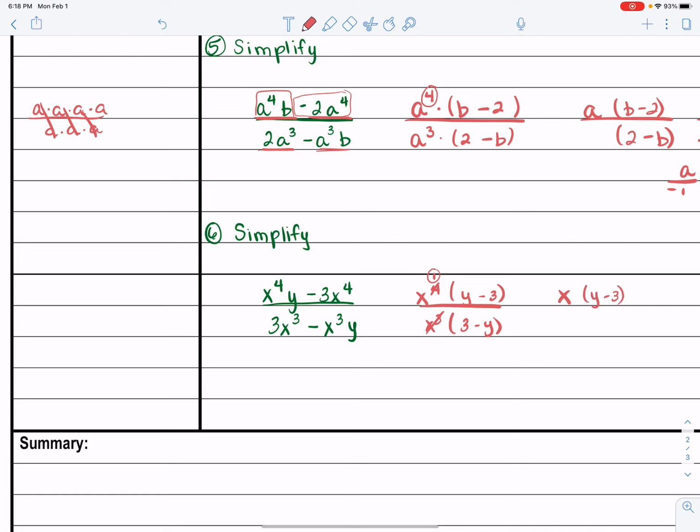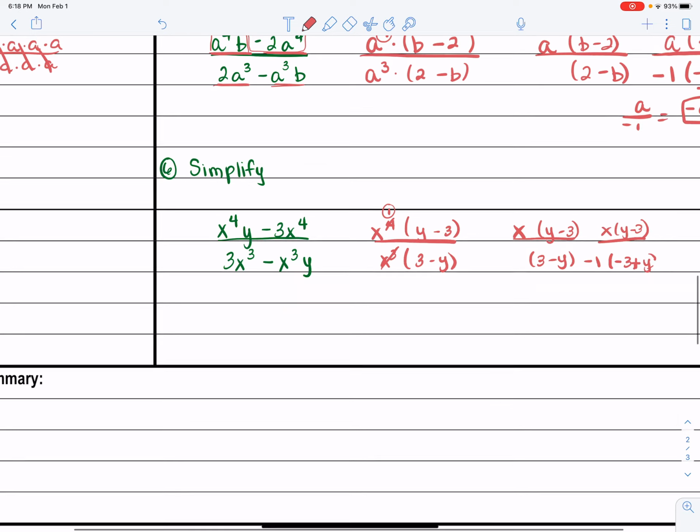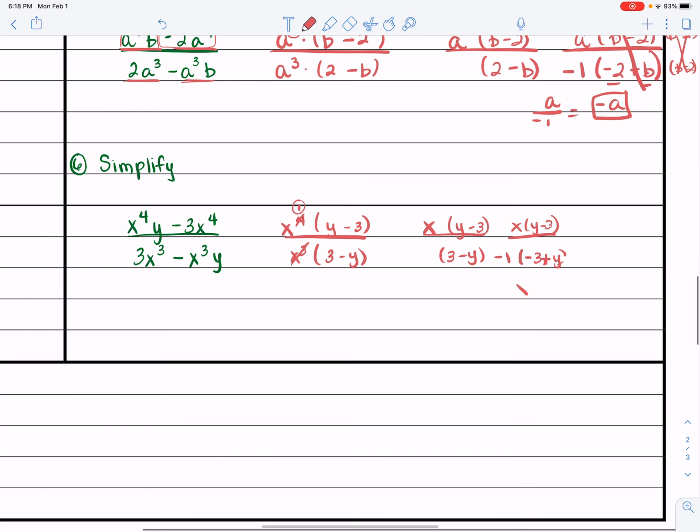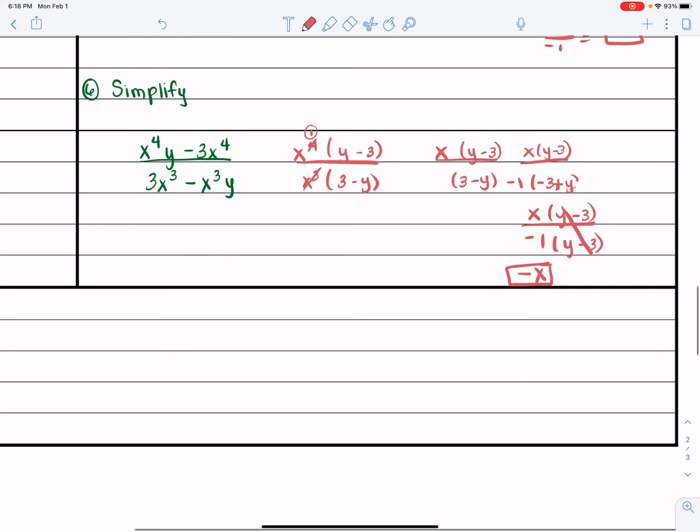y minus 3, 3 minus y. So again, if I take out a negative 1, that would be negative 3 plus y. And if I rearrange it, then I really have x times y minus 3 over negative 1 times, if I write the y first, it's a positive, and the 3 is negative. So those are the same, so they cancel out. x divided by negative 1 is negative x, or negative 1x. And that's it.